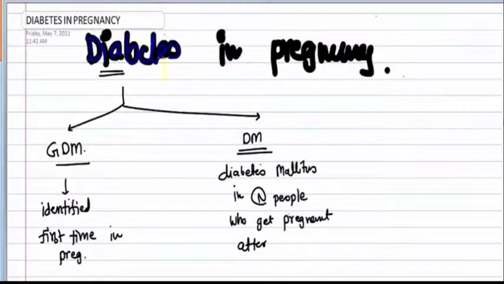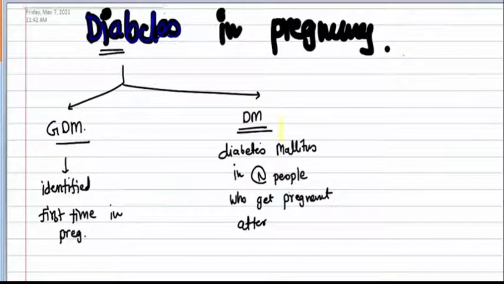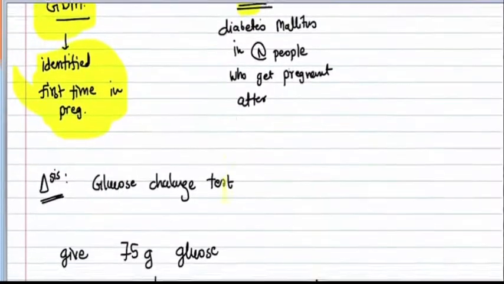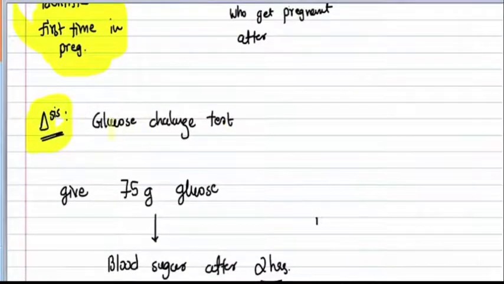Now let's discuss diabetes in pregnancy in short. Diabetes mellitus is basically a sugar intolerance, and if it is there before getting pregnant, then it is simply called diabetes mellitus in pregnancy. And if this glucose intolerance is identified for the first time in pregnancy, then it is called gestational diabetes mellitus, that is GDM. Now the diagnosis of GDM remains the glucose challenge test.